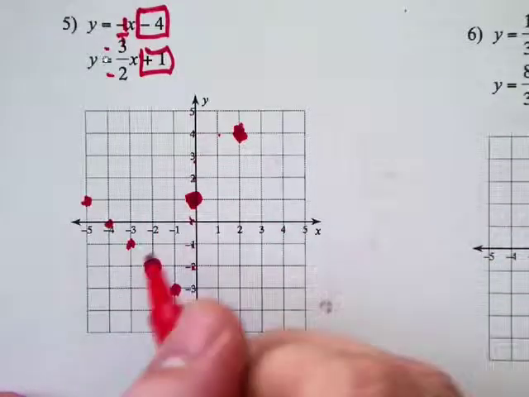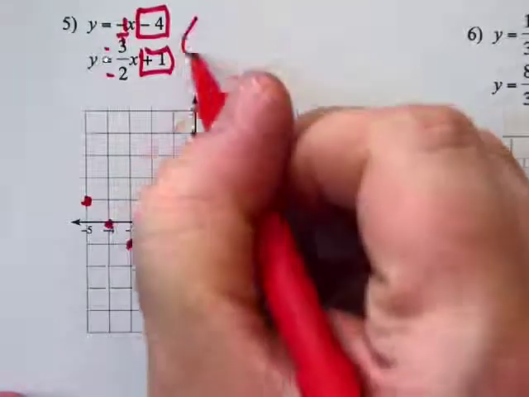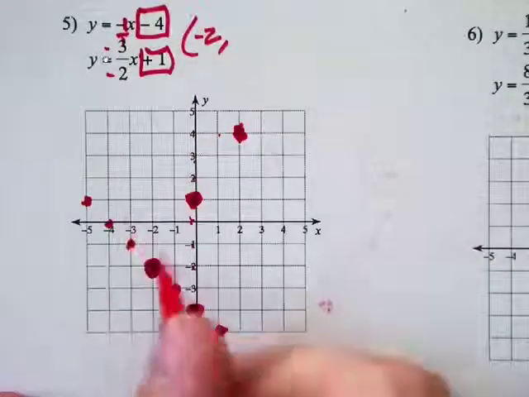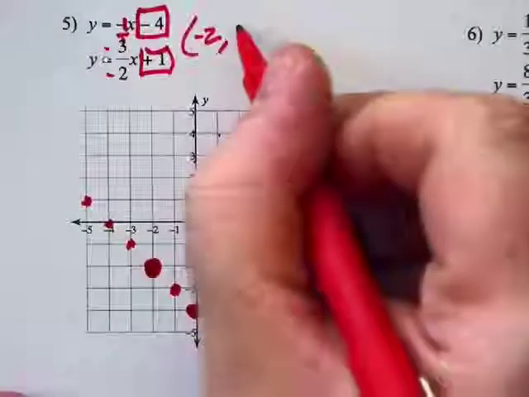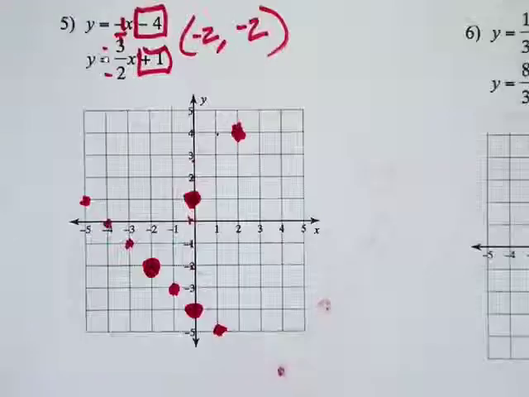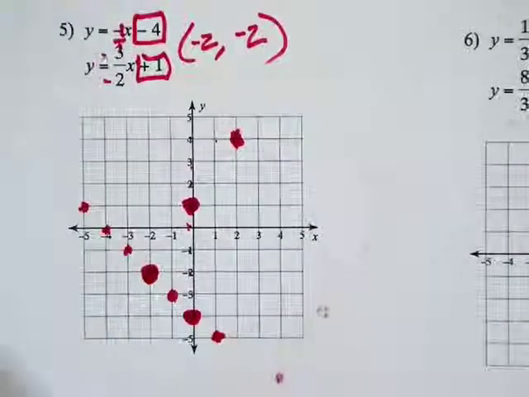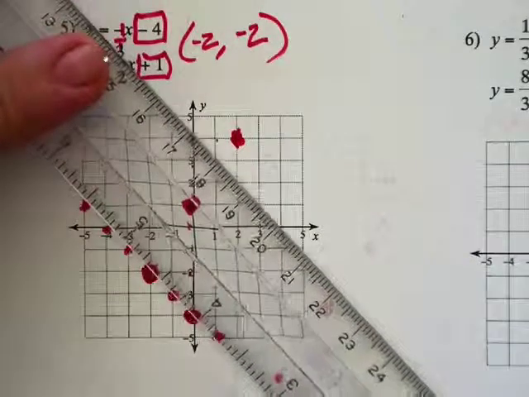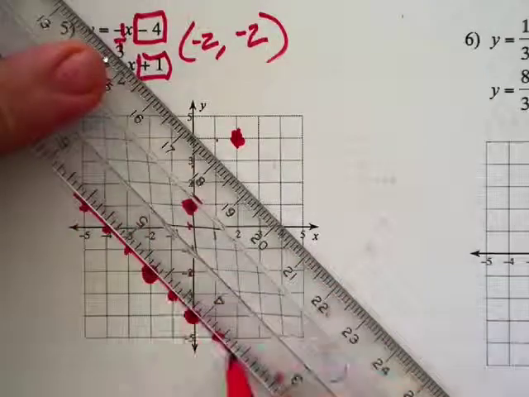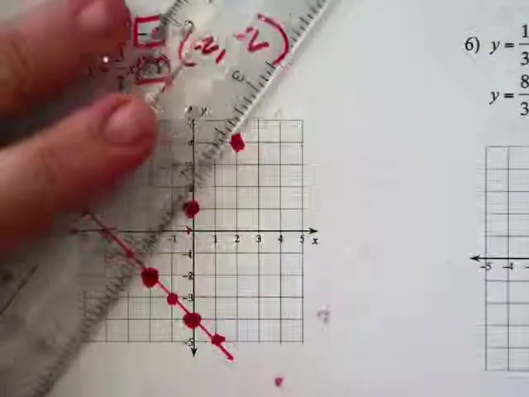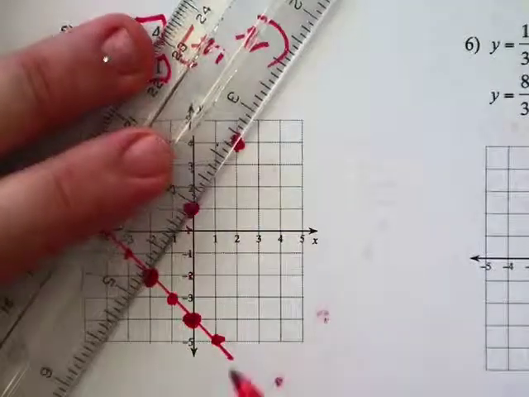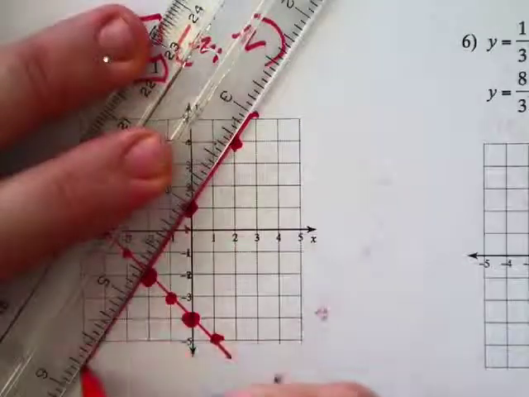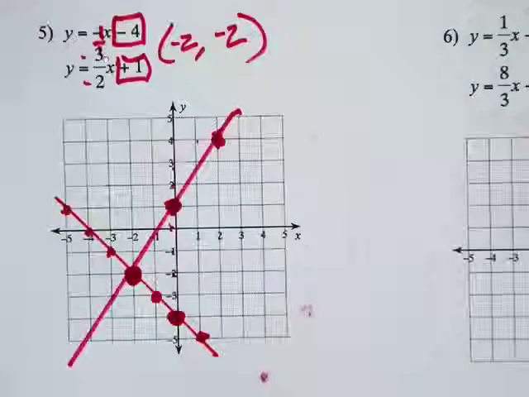So our answer is when x is negative 2, y is negative 2. Okay, and then we draw the lines. And we see that that's where they actually cross. And that's what we're doing. That's what we're looking for. We're trying to find out where the two lines cross.